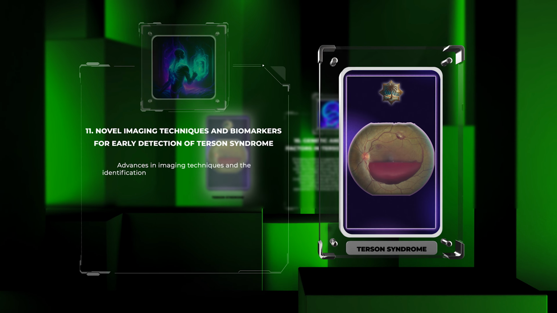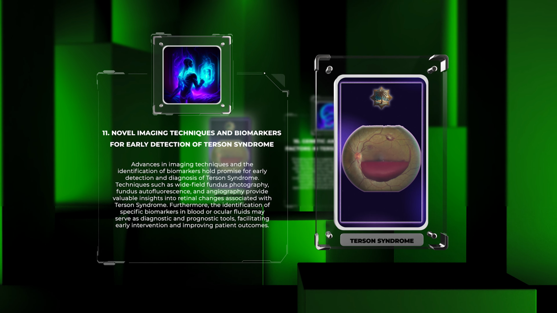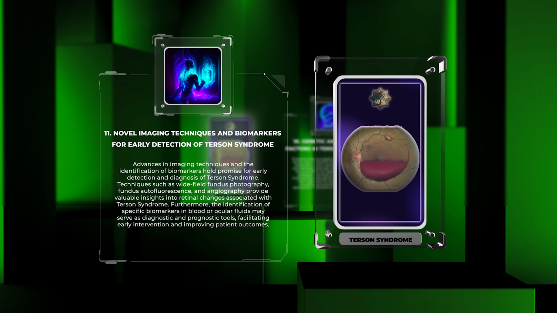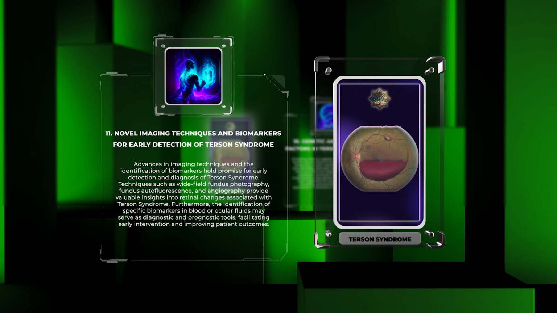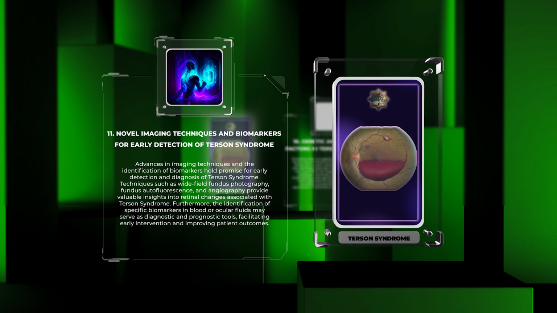Advances in imaging techniques and the identification of biomarkers hold promise for early detection and diagnosis of Terson syndrome. Techniques such as wide-field fundus photography, fundus autofluorescence, and angiography provide valuable insights into retinal changes associated with Terson syndrome. Furthermore, the identification of specific biomarkers in blood or ocular fluids may serve as diagnostic and prognostic tools, facilitating early intervention and improving patient outcomes.